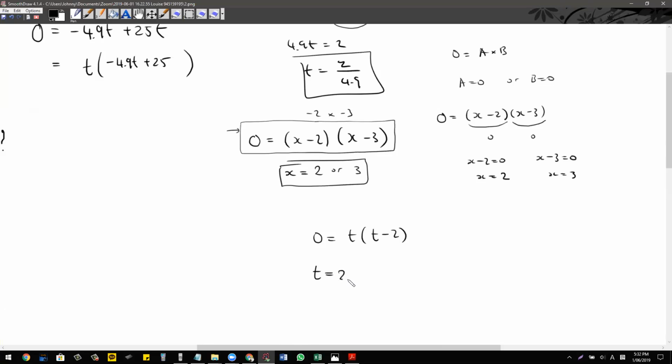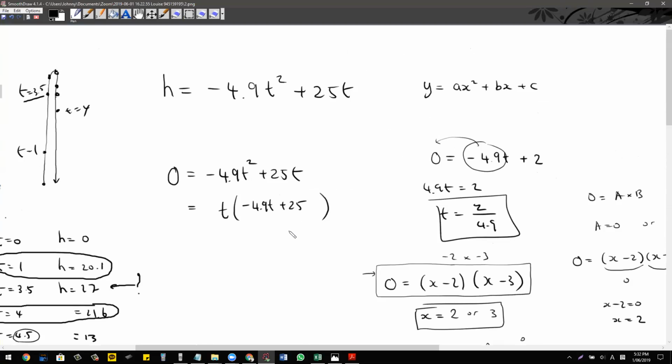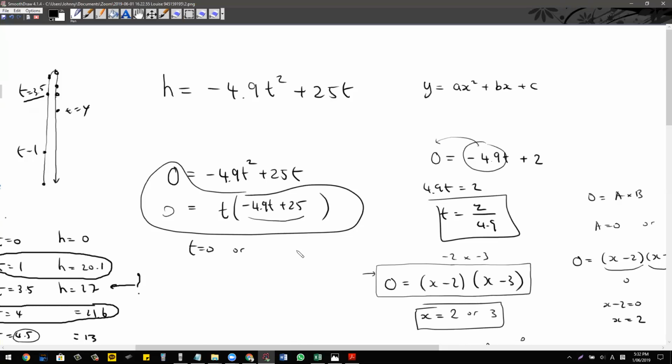2 or 0. So if you have that, either that must be 0 or that must be 0. 2 or 0, that's right. Because if that's 0, then t must be 2. Understand? Yeah. So let's have a look at this one now. Then you can see that t is 0 or that stuff is 0, isn't it?